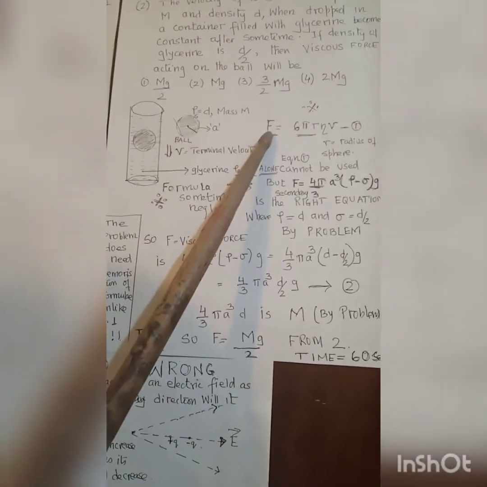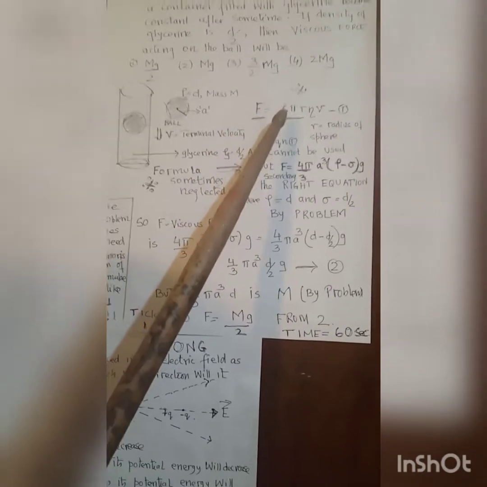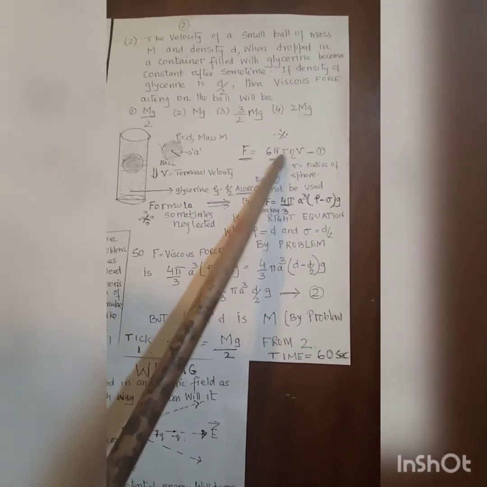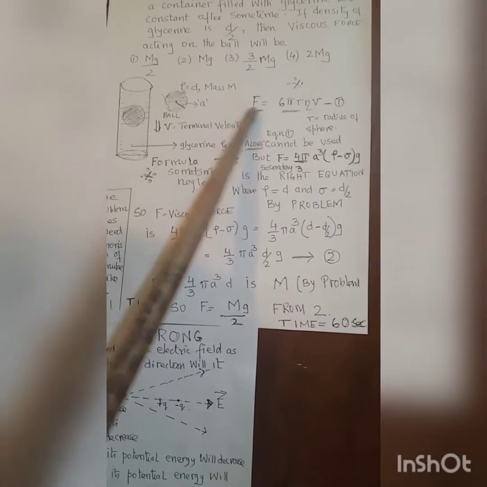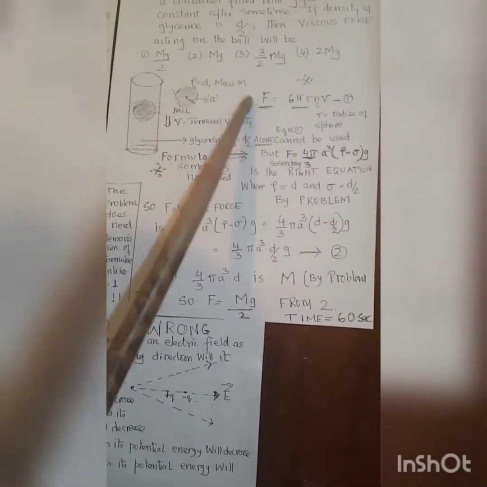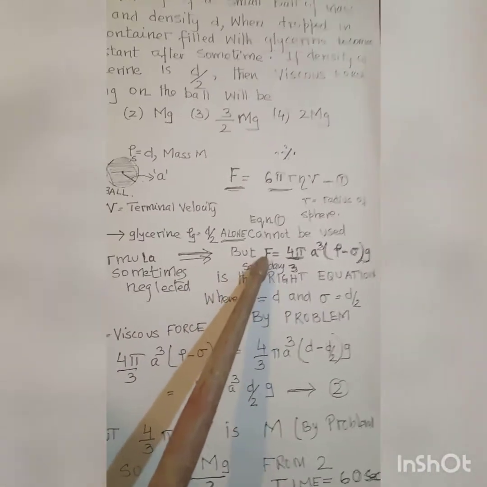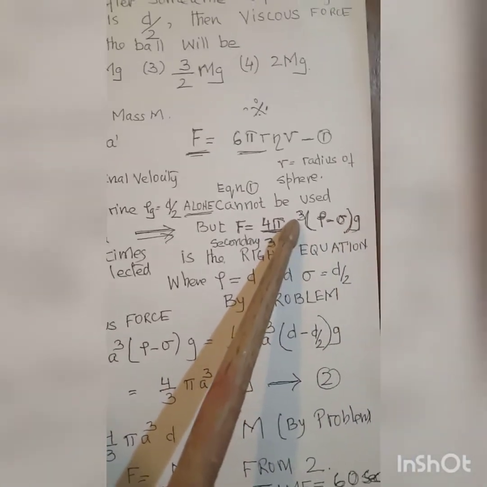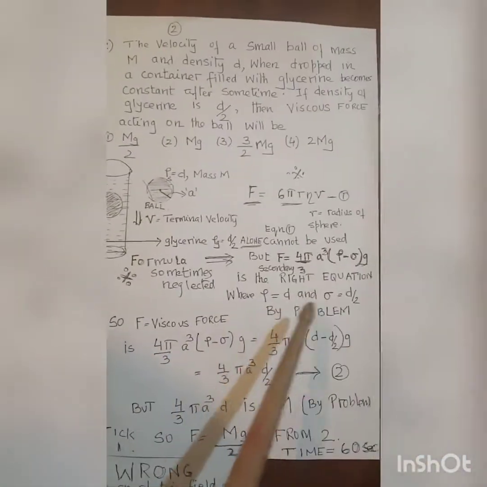So what is viscous force? You remember? This one you should remember. You may not like memorization. I know physics people don't like it, but remember, F is equal to 6 pi eta r v, where r is the radius, eta is the viscosity, and v is the terminal velocity. From this, you will not get what is asked in the book. So you have to go to another equation, not as famous as this. Viscous force is 4 pi by 3 a cube, where a is the radius of the ball, rho and sigma are the densities, and g is acceleration due to gravity.